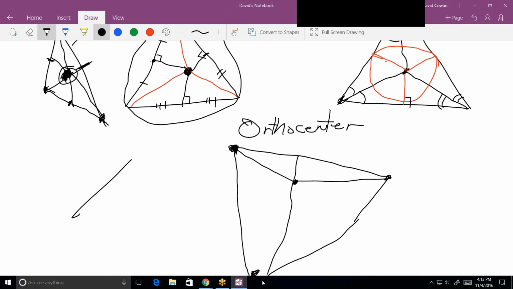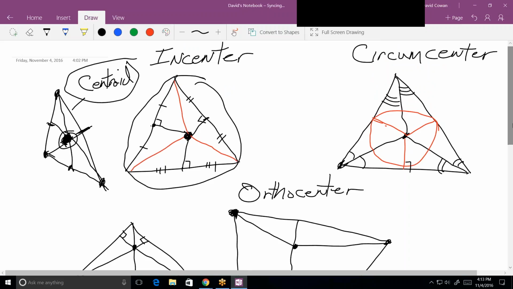If I had a more traditional triangle like this, then the orthocenter would be, I'm dropping a perpendicular to that side, I'm dropping a perpendicular to that side, and I'm dropping a perpendicular to that side. So in this case, it's inside the triangle. So if you have a typical triangle, the orthocenter will be inside the triangle. If you have an obtuse, it'll frequently be outside the triangle. It's the only one that can be outside the triangle. The other three are always inside the triangle.